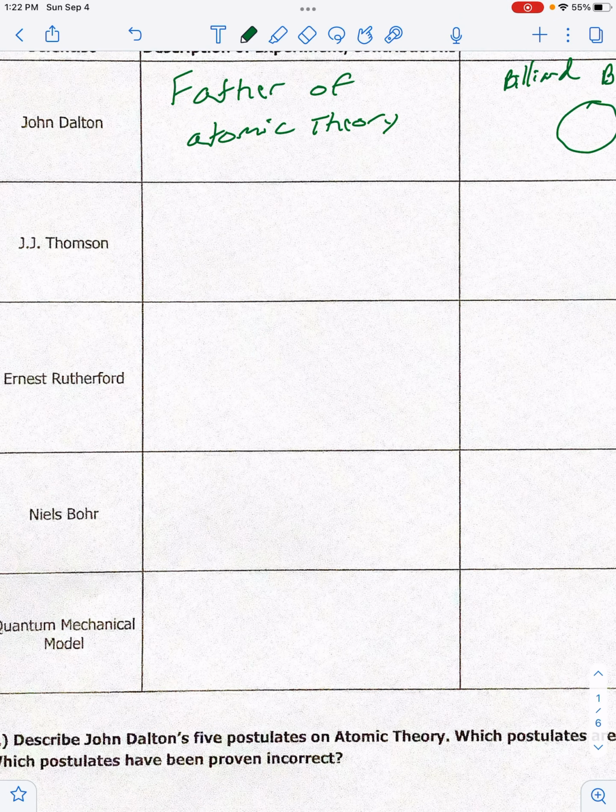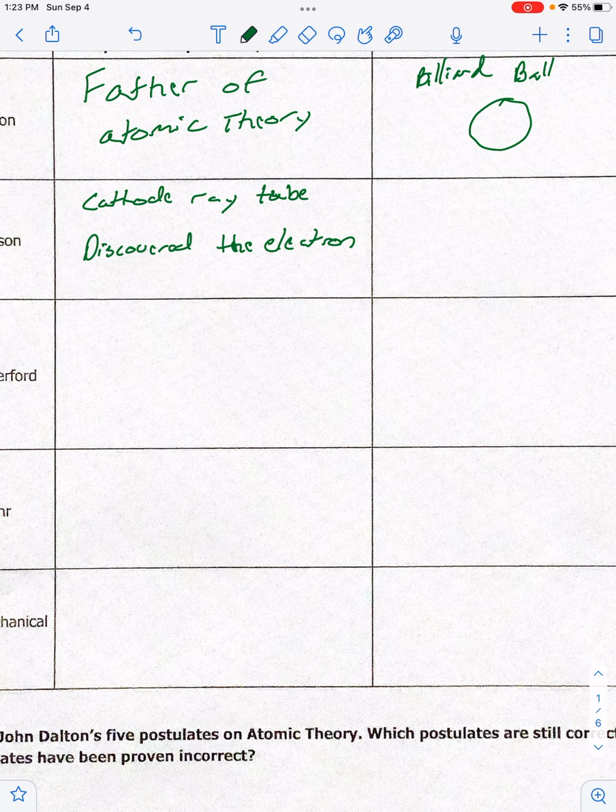So we're going to move on to J.J. Thomson. J.J. Thomson used the cathode ray tube. Basically it fired charged particles from one side of the tube to the next. When he introduced the positive side of a magnet to it, it was attracted to it. So that means there was something negative in the atom. One of his big contributions is that he discovered the electron, which meant there had to be charges in the atom.